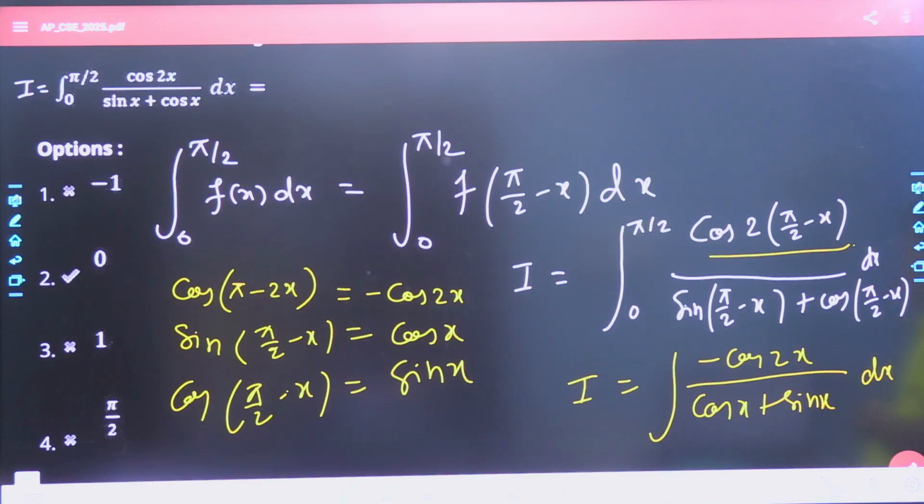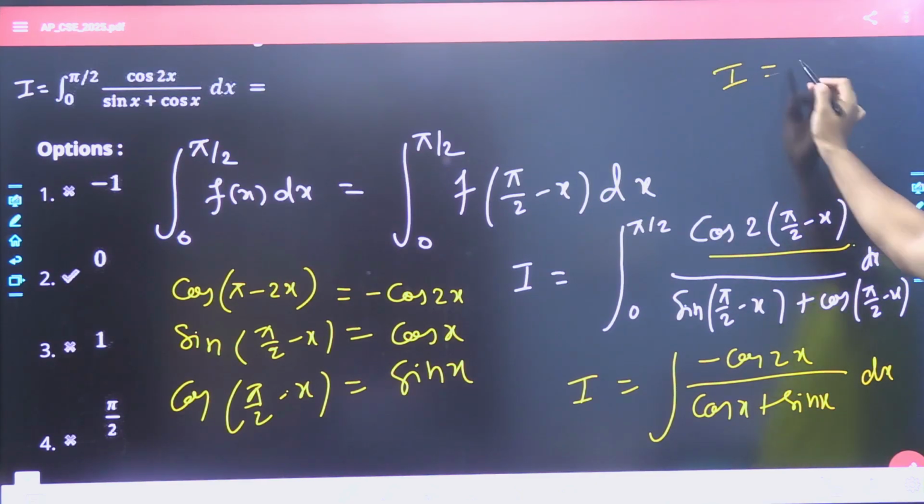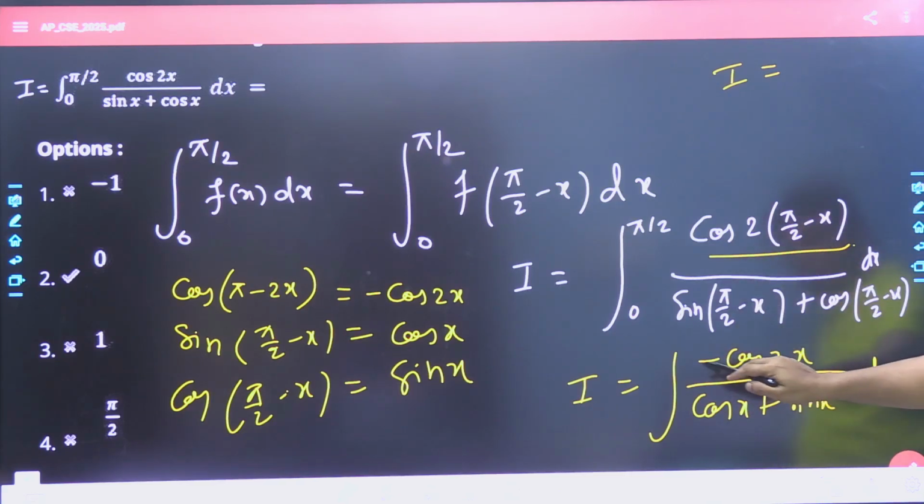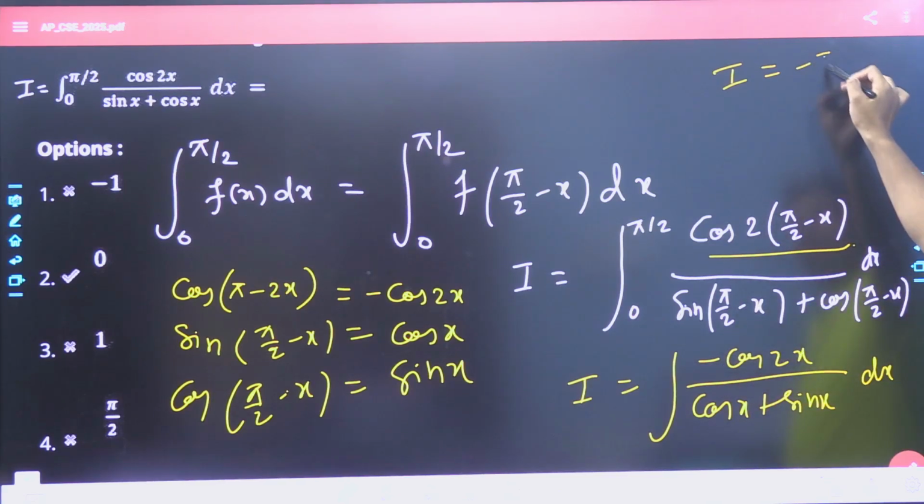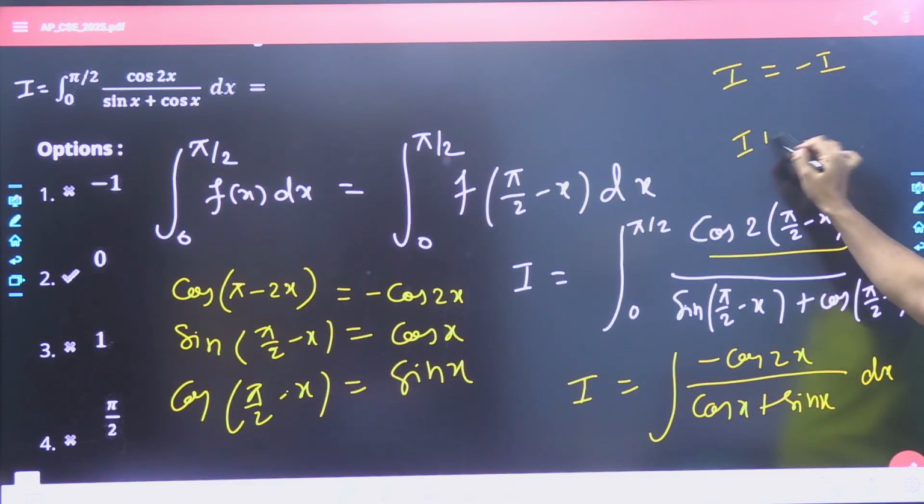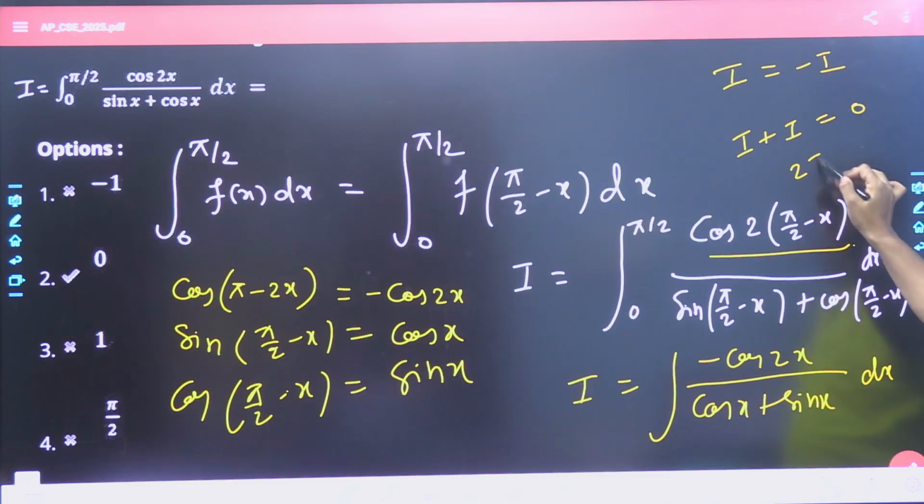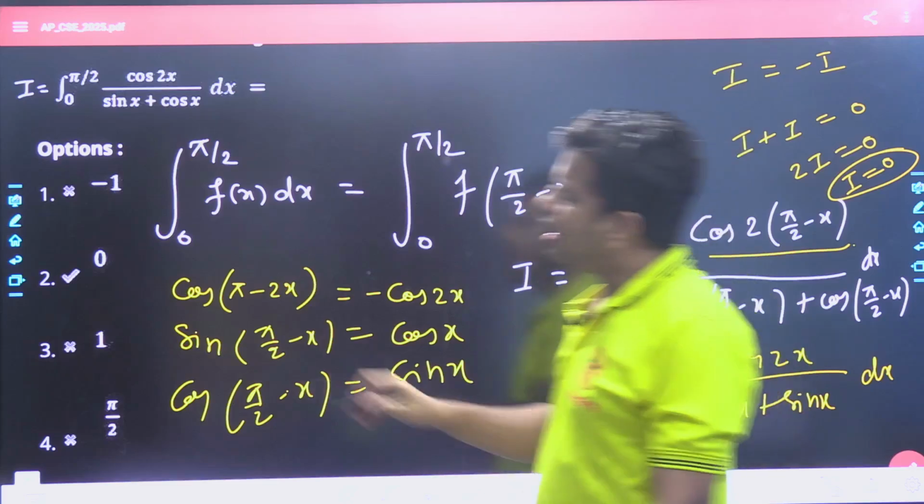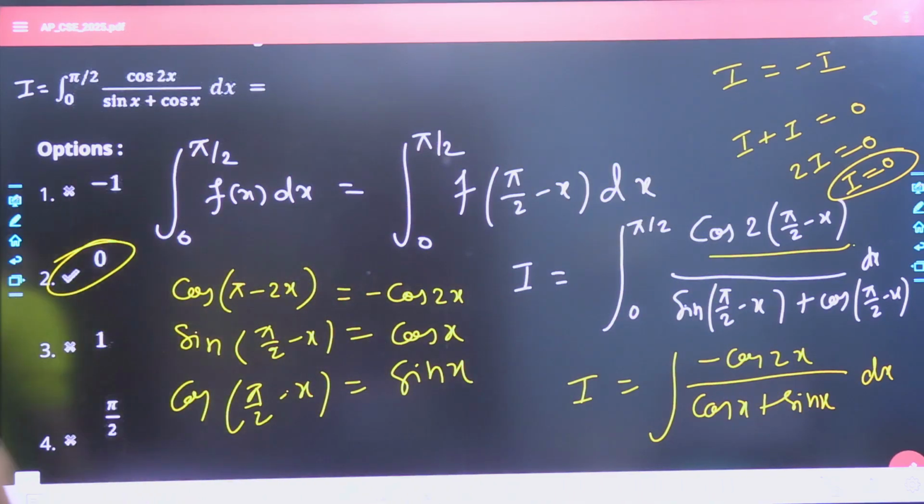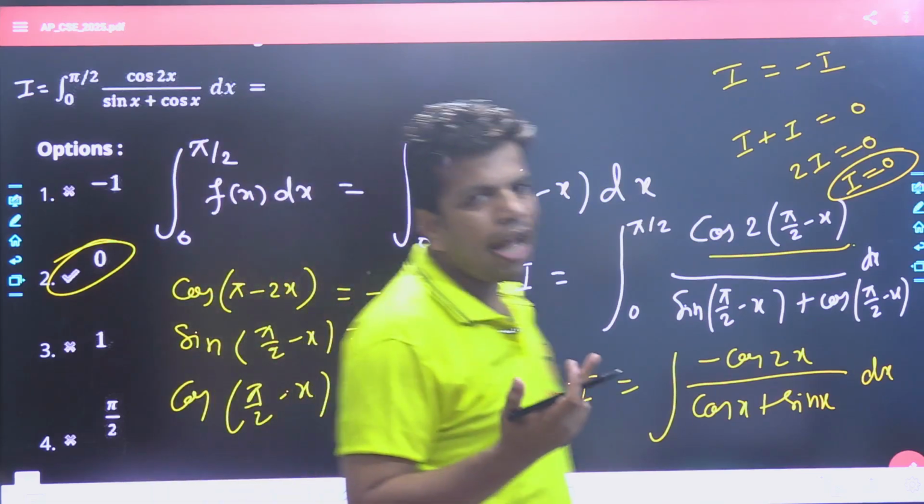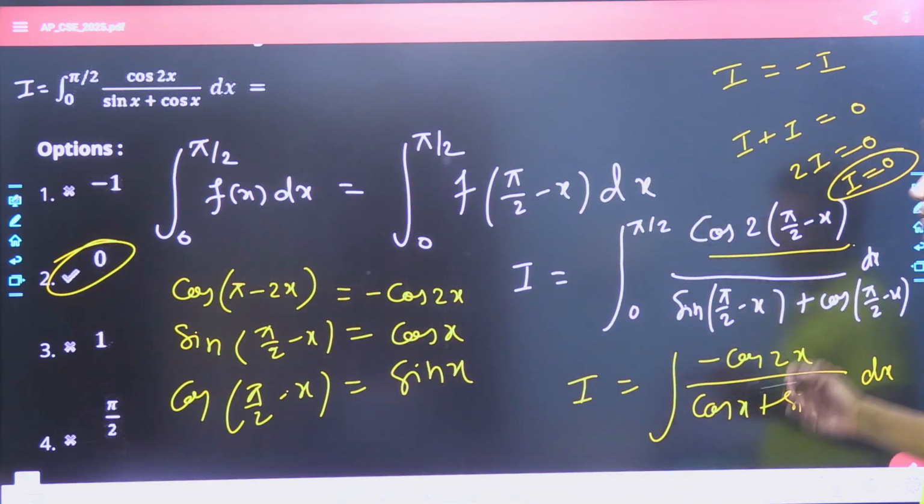So I is equal to, can we say that this is the same as minus I? So I equals minus I means I plus I equals 0, 2I equals 0, so I equals 0. The integration for this is simply 0, nothing else. It's a simple question; you can say that 0 is your answer.